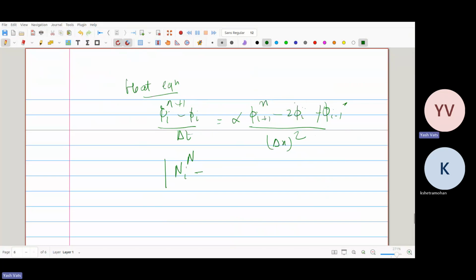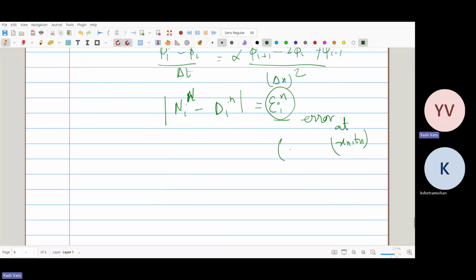Small n. So that is the numerical solution, capital N, and phi exact is the exact solution. And this is your error at x and t. So that is called the pointwise error. We are just finding the error at phi numerical at x and t, against the exact solution at x and t.